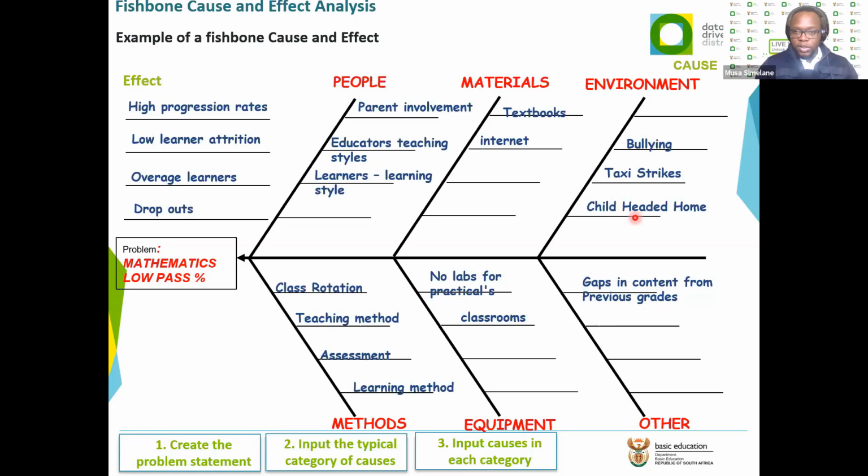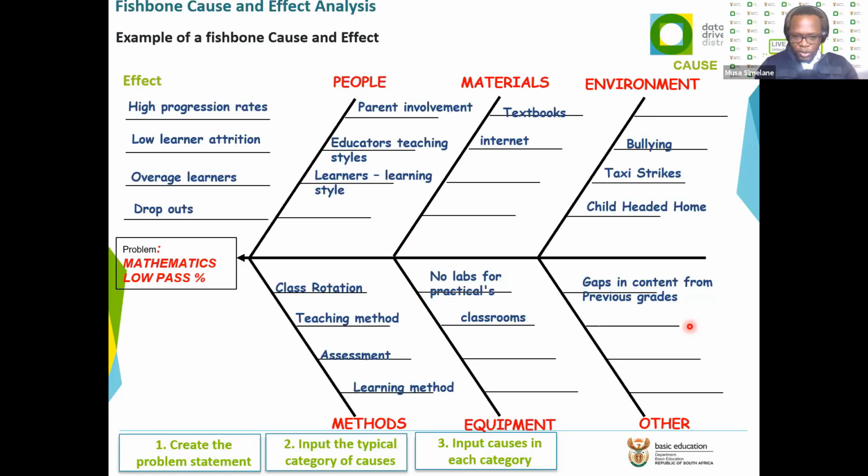I spoke about parents. Is it possible that these learners are coming from child-headed households, or are raised by grandma, and grandma cannot be involved in trigonometry because grandma doesn't understand trigonometry, etc.? So you'll go through all of the methods, equipment one by one. And I've put here other gaps in content from previous grades that can definitely be a cause as to why they're failing in grade 10. If they don't know how to factorize, they don't know how to multiply, then you're going to find them failing in grade 10 because of the gaps they're missing from grade 8 and grade 9. So those are some of the causes there.